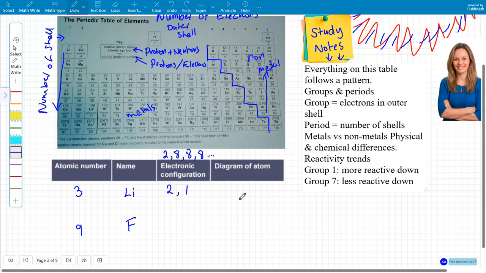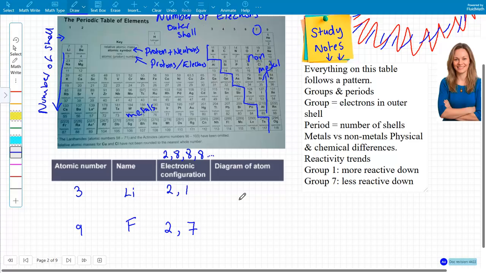Okay, let's look at fluorine's electronic configuration. So it will have 2, because that's its maximum on its inner shell. And then we've got to make 9. We've used 2, so that means we're going to have 7 here. We still haven't maxed out, we've still got a spare space there. So fluorine, if you look, is in group 7, so that makes sense because it should have 7 as per the periodic table.